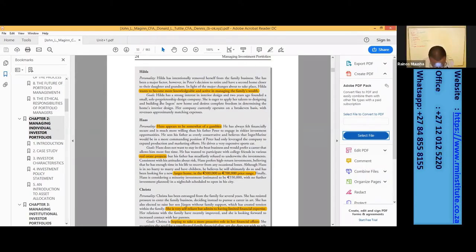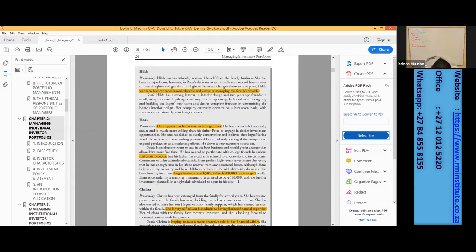So what do we see about Hans? If you look at the attitude of Hans, he sees his father as being overly conservative, which means that he's prepared to take on more risks, and he prefers high risk, high return investments. He's always looking for the next best thing. As you can see, he's looking to invest in a nightclub that is scheduled to be opened in the city as well. So what do we see?